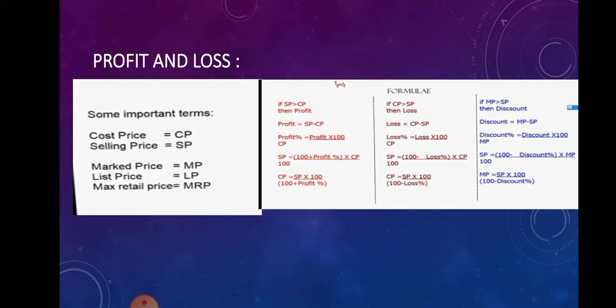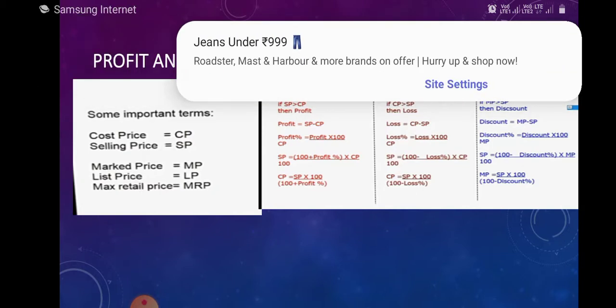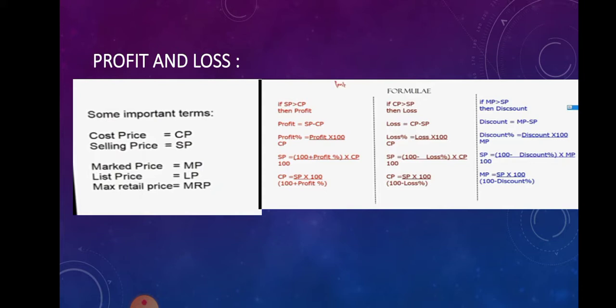Mark price is also the same in the market. List price also comes in the marketing sector. Maximum retail price is also what we see when we go to the market and buy something. And now there are some formulas to find how we get profit and how we get loss.